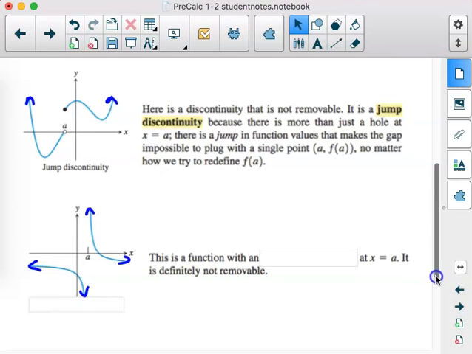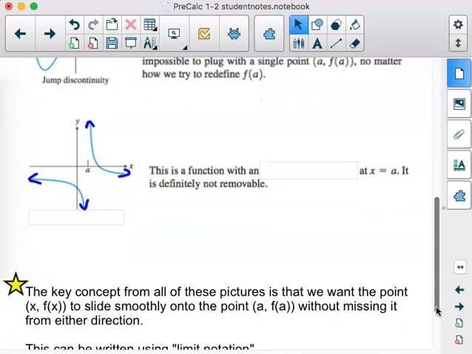Now look at the next one. And I hope you're thinking what I'm thinking, oh, that's a hyperbola. That has two branches staring at me right there. That's a hyperbola. So this one has what's called an infinite discontinuity. And that's because it has asymptotes. Asymptotes are not removable, and they never stop. So they are infinite discontinuities. This is a function with an infinite discontinuity at x equals a. It is definitely not removable. You cannot fill in a hole and everything will be all right here. It isn't going to work.